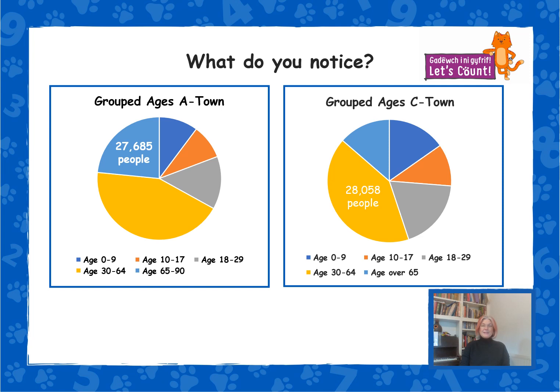So here you can see the information for A-Town and C-Town side by side. So given this information, do you think A-Town is bigger than C-Town, or C-Town is bigger than A-Town? So pause the recording and have a think.